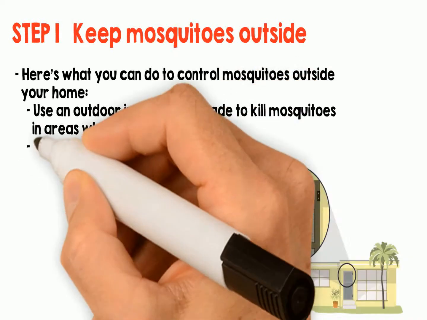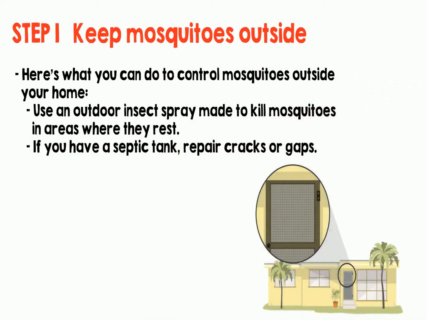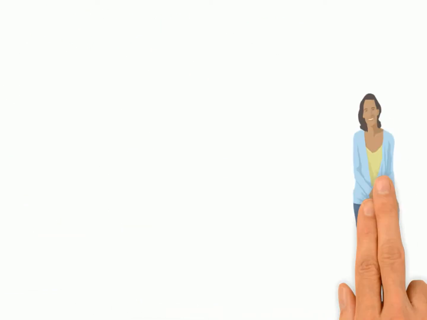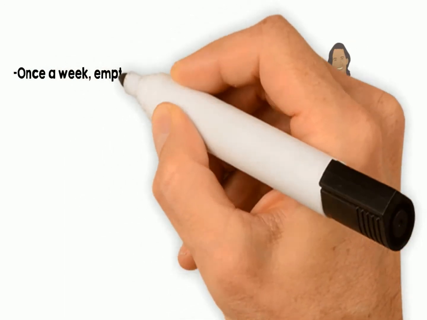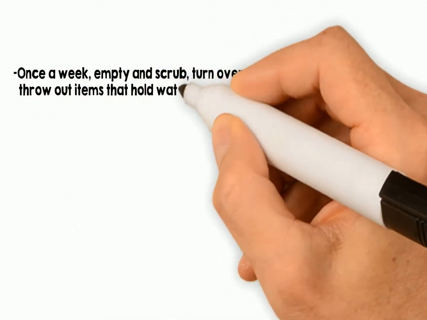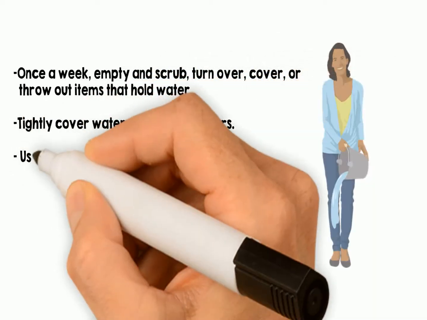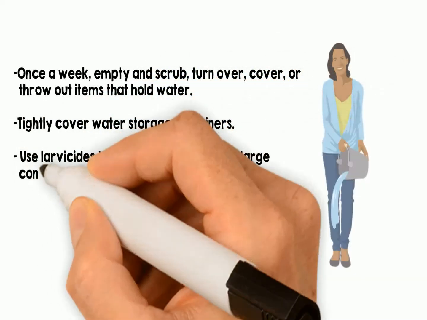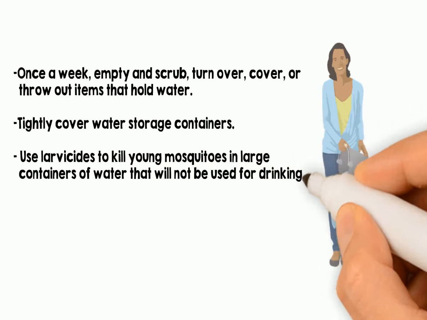If you have a septic tank, repair cracks or gaps. Once a week, empty and scrub, turn over, cover, or throw out items that hold water. Tightly cover water storage containers. Use larvicides to kill young mosquitoes in large containers of water that will not be used for drinking.